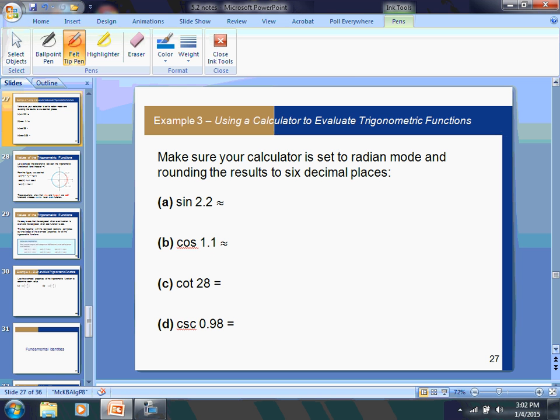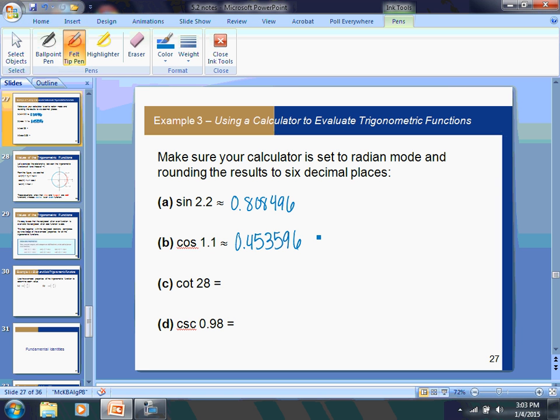You just want to type in sine of 2.2 for part A here. This is just to make sure that you have your calculator set in the right mode and that you're able to type things in properly. Okay. And it says to round your results to 6 decimal places. So the sine of 2.2 should get you about 0.808496 if you're in the proper mode. And cosine of 1.1 should get you 0.453596.